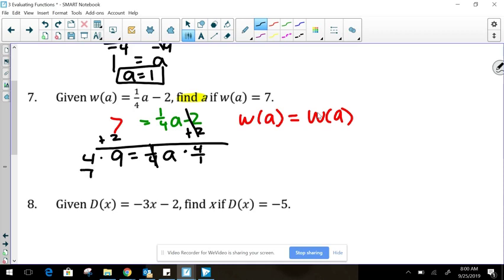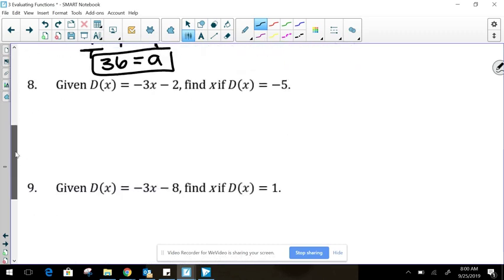So 1/4 cancels with 4. I'm left with 4 times 9 is 36 over 1. And I'm not going to write the 1. That's just silly. All right, so I checked. Did I answer the question? A equals 36. It says find A. Yes, I did. Very nice.